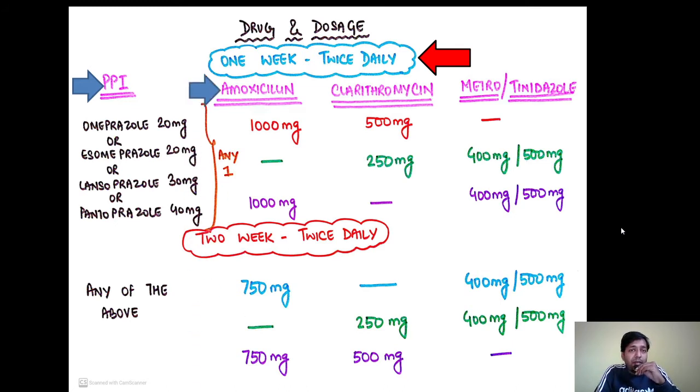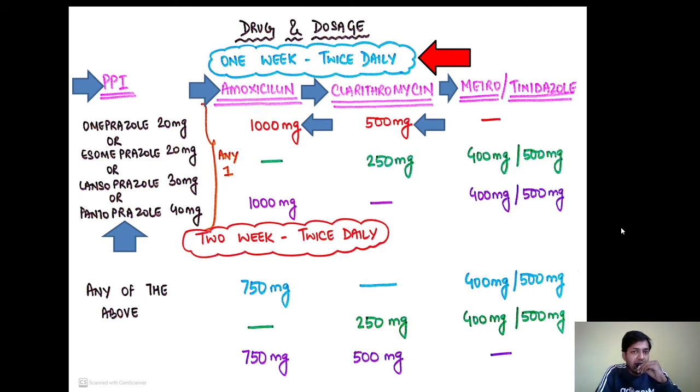Okay, so remember the other agent that you will use is amoxicillin. Then you can use clarithromycin and metronidazole. So if you look at the first regimen, you use any one of the proton pump inhibitors. Along with that, you use 1000 milligram of amoxicillin. It has to be used twice a day. And you are using clarithromycin. So regimen number 1 is any proton pump inhibitor, 1 gram amoxicillin, and 500 milligrams of clarithromycin. This has to be given twice daily.